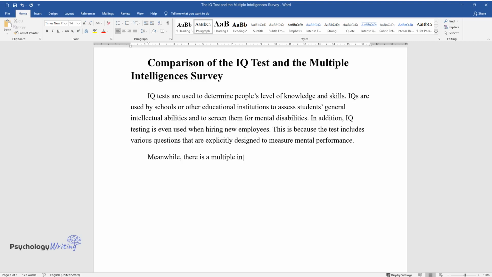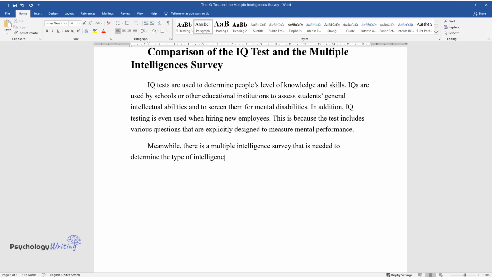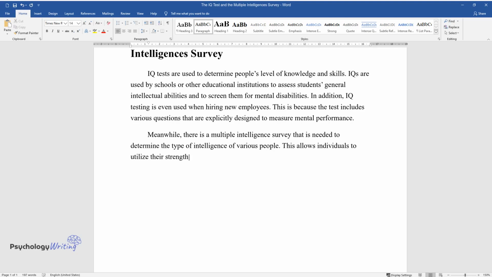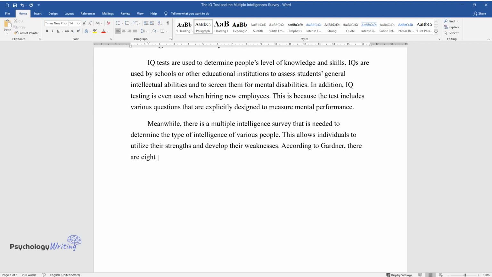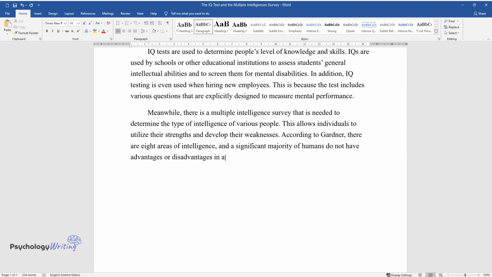Meanwhile, there is a multiple intelligence survey that is needed to determine the type of intelligence of various people. This allows individuals to utilize their strengths and develop their weaknesses. According to Gardner, there are 8 areas of intelligence, and a significant majority of humans do not have advantages or disadvantages in all areas; they counterbalance each other.